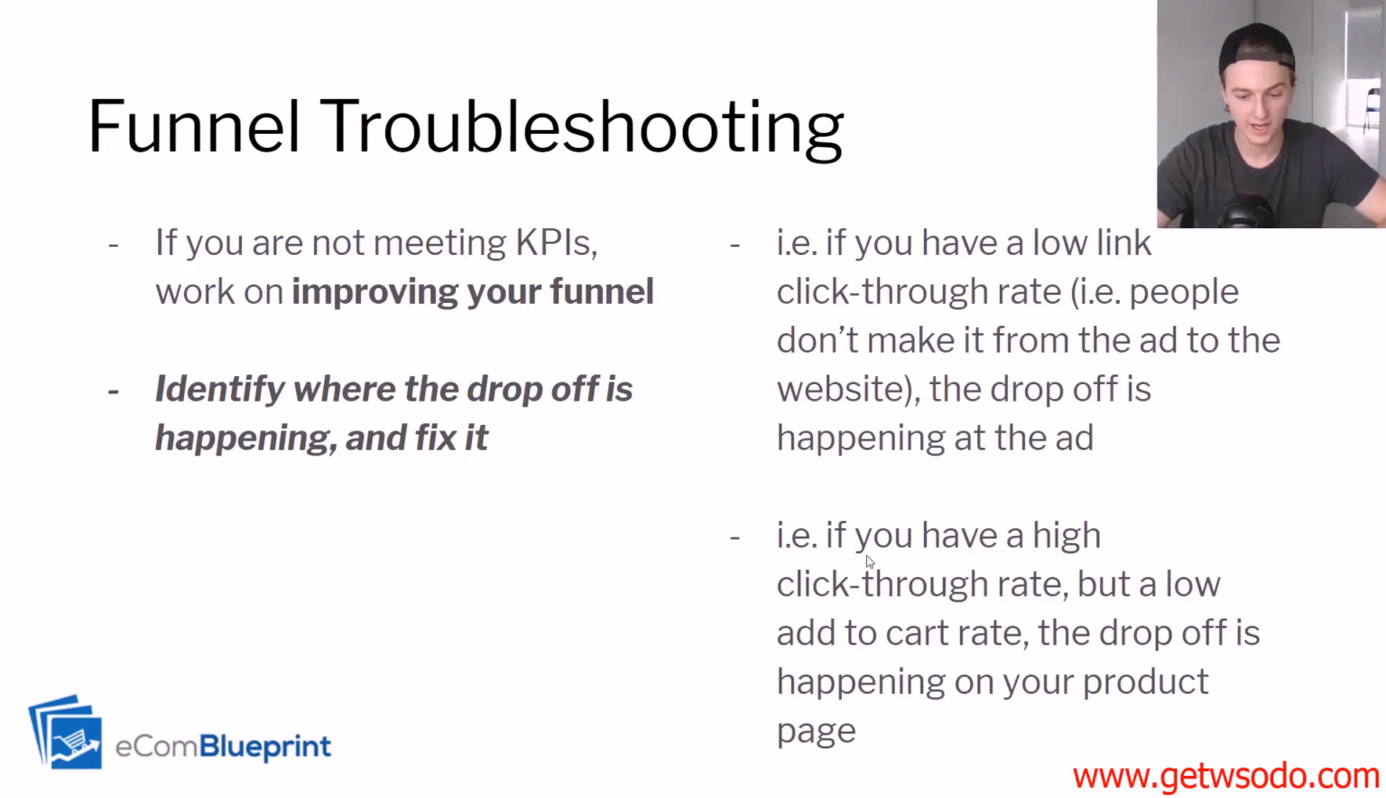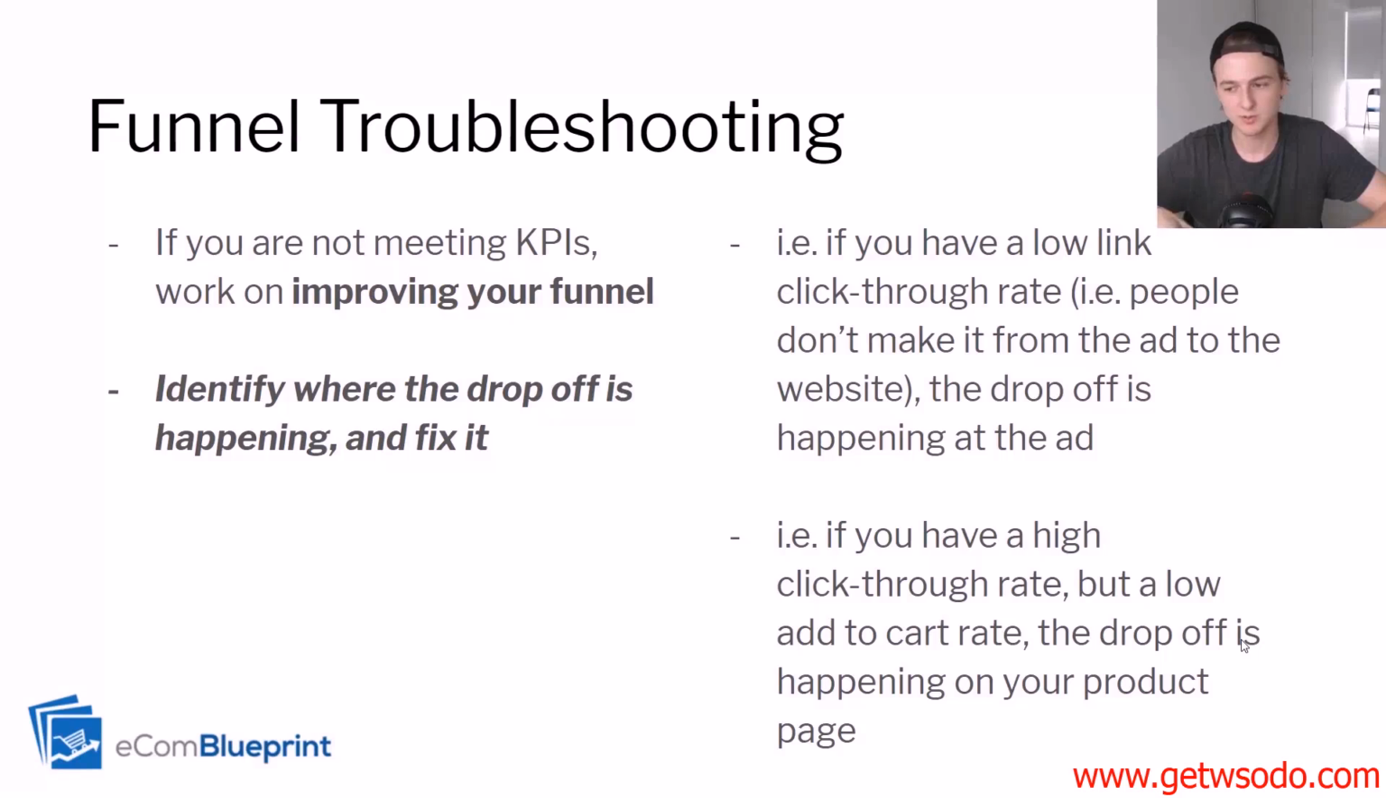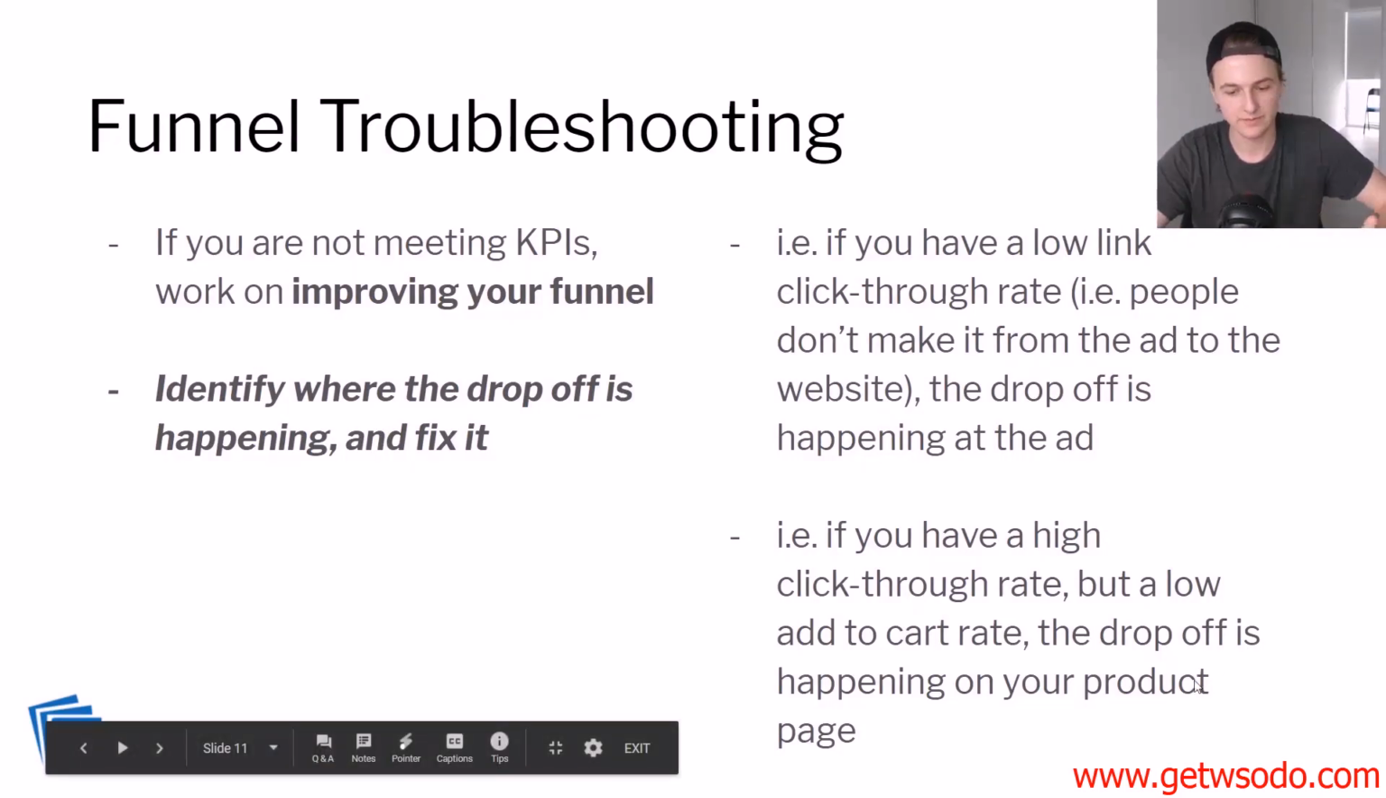Another example, if you have a high link click-through rate, right? So if people make it to your website, but they don't add to cart, the drop-off is happening on your product page, right? If you have a low add to cart rate, that's where the drop-off is happening. And so you need to work on your product page, you need to fix that. You need to make sure that once people get on your website, they actually add to cart. If they don't, then that's not going to work. And so that's where the drop-off is happening in this case, if you have a high link click-through rate but a low add to cart.